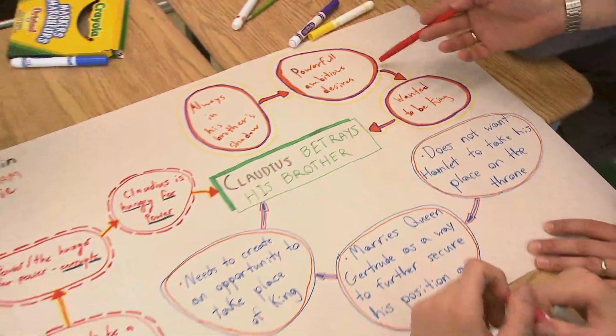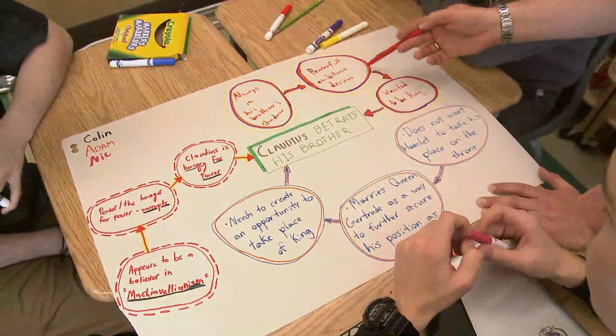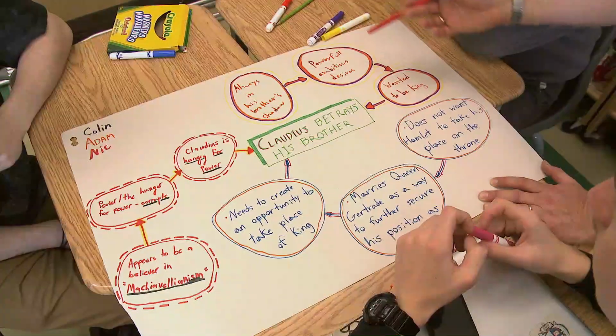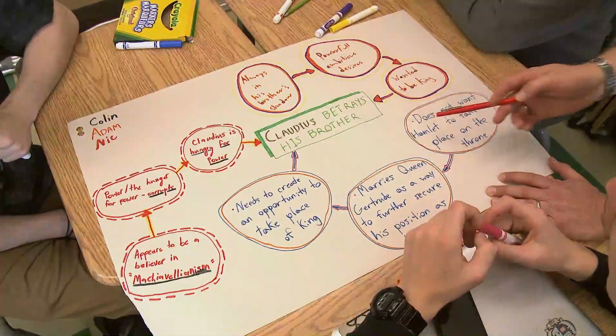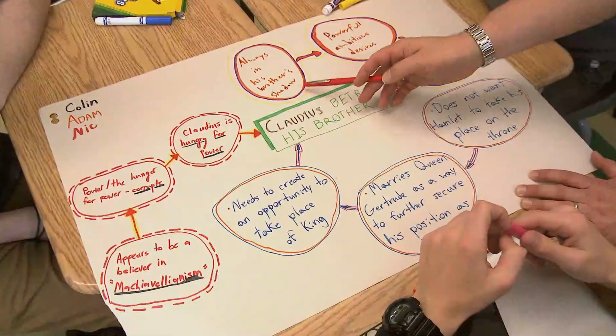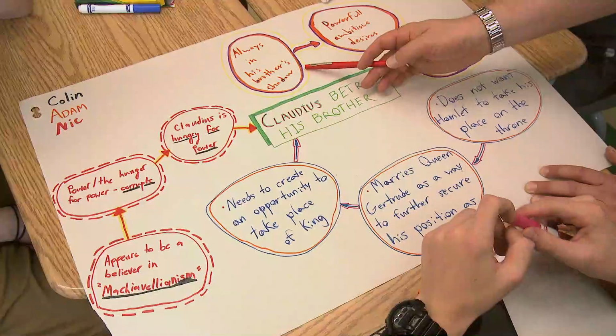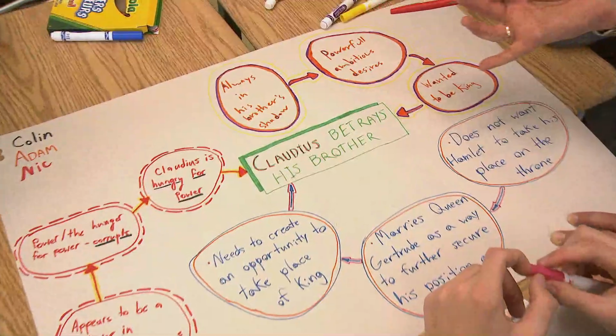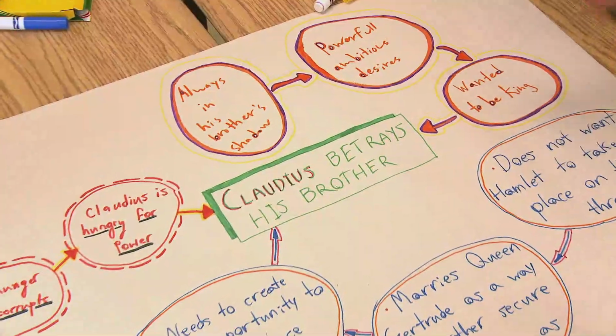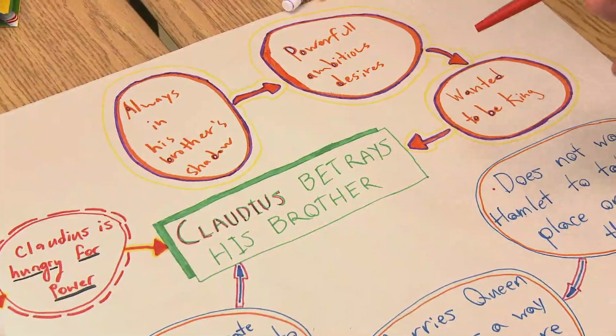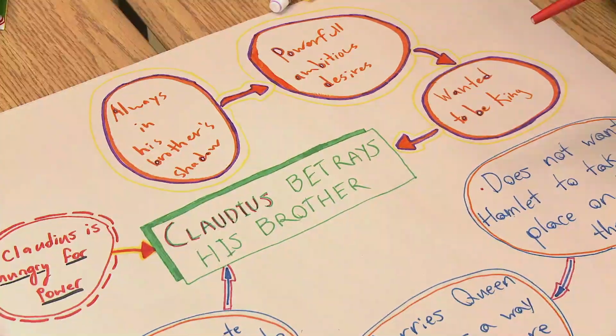What makes somebody want to be king? He's powerful, ambitious, has these desires. Why is that? He's always in his brother's shadow. Now this is cool because now we're getting into the inference stuff, right? Because does it say anything about him being in his brother's shadow in the play? Not anything directly. So what you're doing is that's your speculation. But it takes some thought to do that, right?